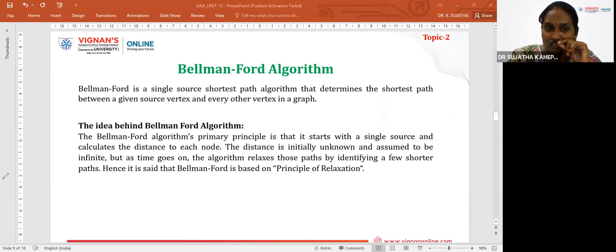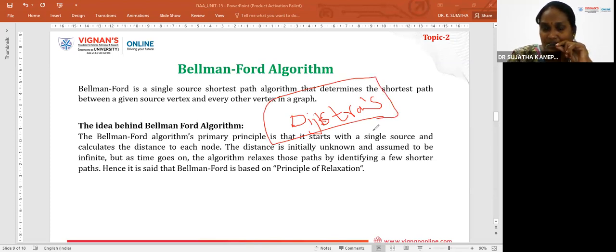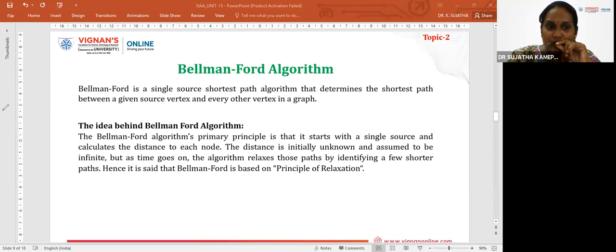So this algorithm works for both weighted and unweighted graphs, right? And we can use Dijkstra's algorithm for finding the shortest path. But this Dijkstra's algorithm doesn't work when the graph contains negative cycles. That is, if the weight of any edge is negative, then Dijkstra's algorithm doesn't work.